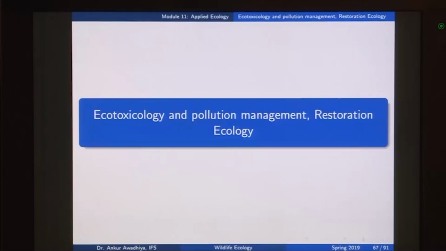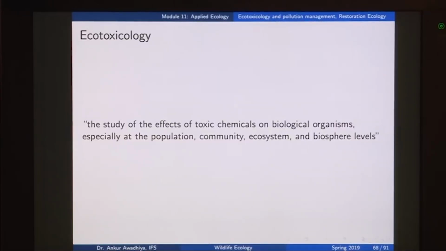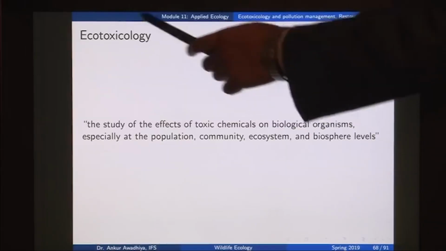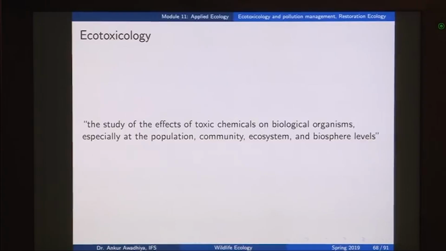Namaste. We carry forward our discussions on applied ecology, and today we will have a look at ecotoxicology, pollution management and restoration ecology. So, ecotoxicology is the study of the effects of toxic chemicals on biological organisms, especially at the population, community, ecosystem and biosphere levels. So, essentially we are talking about toxicology, which is studying the impacts of different toxins or poisonous substances on the ecosystem. Which is why we call it ecotoxicology.